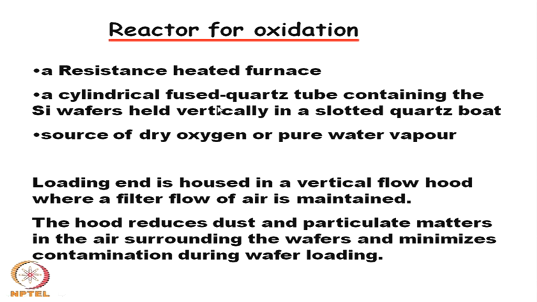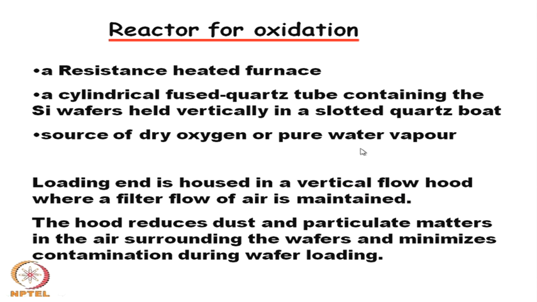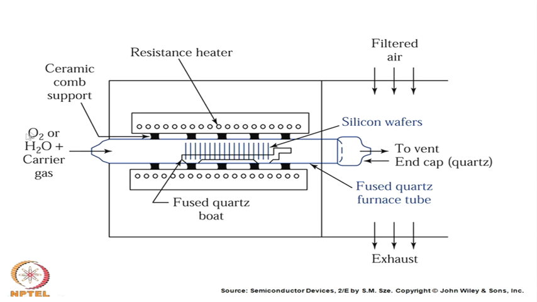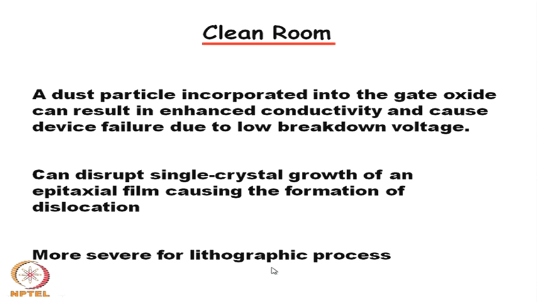And you see this reactor for oxidation, if we describe it in detail: apart from a resistance heated furnace, there is a cylindrical fused quartz tube containing the silicon wafers held vertically in a slotted quartz board, shown by these blue vertical lines. These are basically the silicon wafers. They can be 2 inch, 4 inch, or 6 inch diameter. The source of dry oxygen or pure water vapor is shown on the left side of this diagram. The loading end is housed in a vertical flow hood where a filtered flow of air is maintained. The hood reduces dust and particulate matter in the air surrounding the wafers and minimizes contamination during wafer loading, as we discussed earlier.